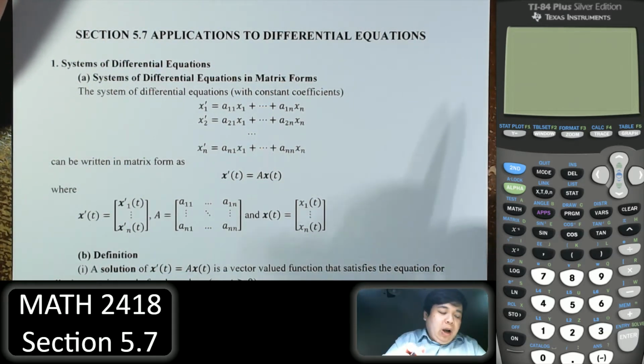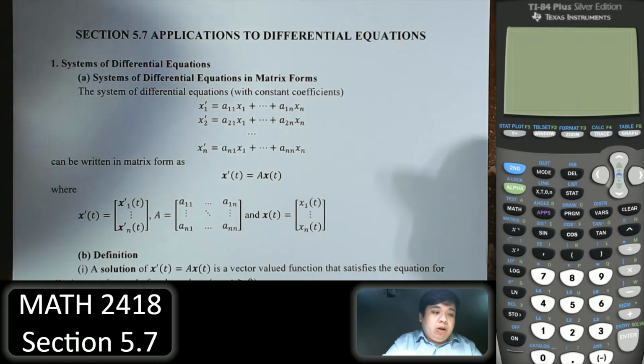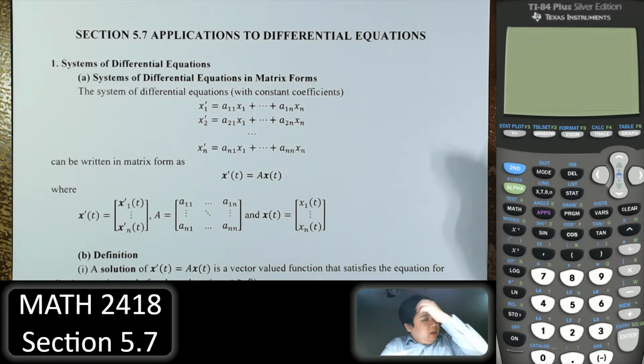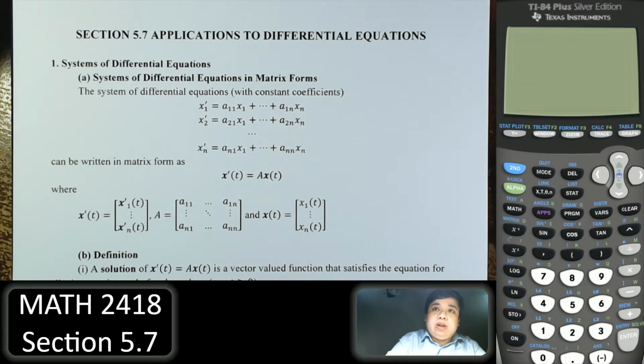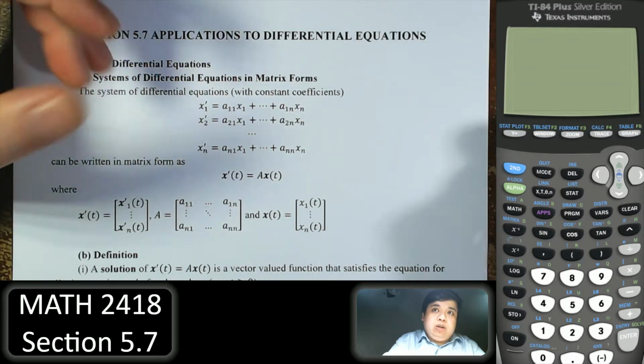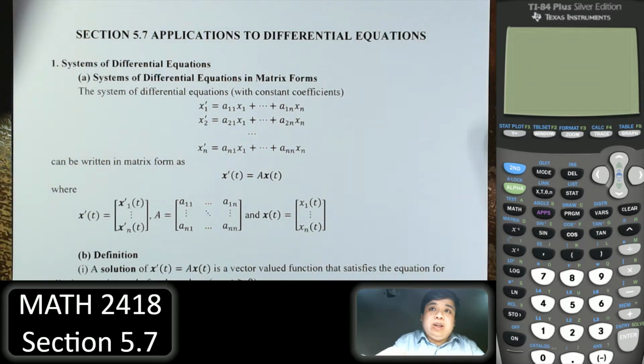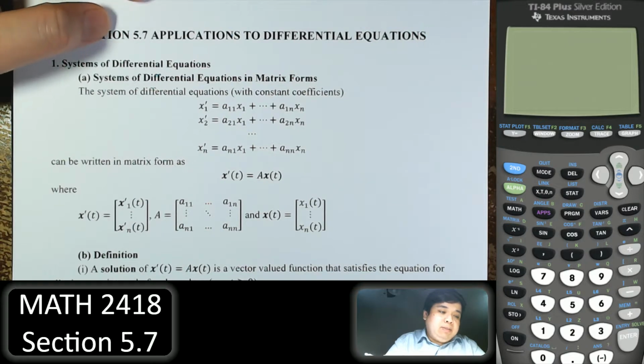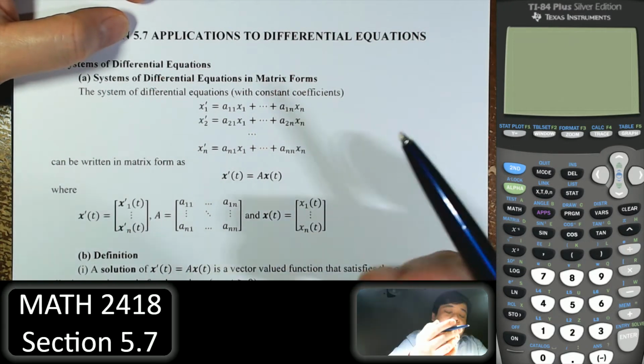Hi everybody, welcome to another video in linear algebra, section 5.7, applications to differential equations. A differential equation is an equation that has a derivative in it, and the solution to a differential equation is a function. Now we have a system of differential equations.